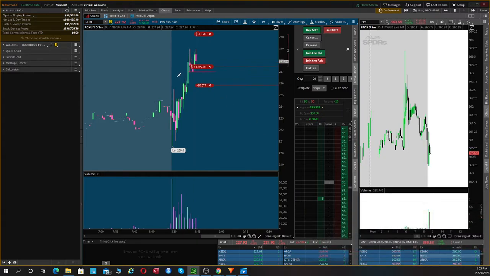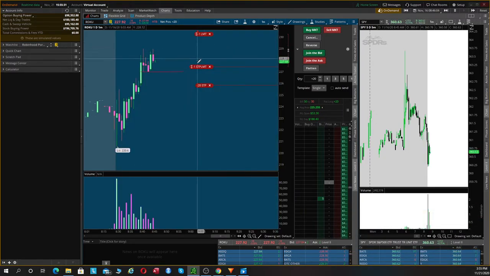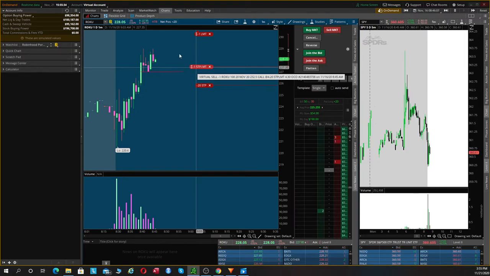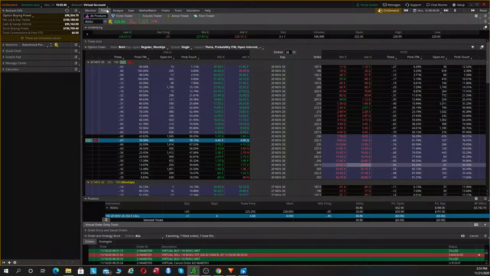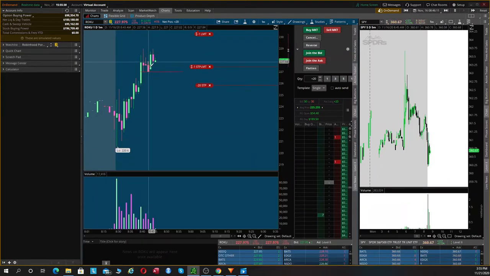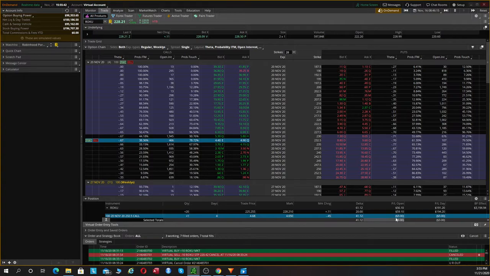So there's our stop on our shares. We still have our stop limit from our option contract, which our entry on the option contract was about 227.30. So let's see how that goes. It is down $3 on the option contract. The bid is sitting at 440. The ask is sitting at 490.